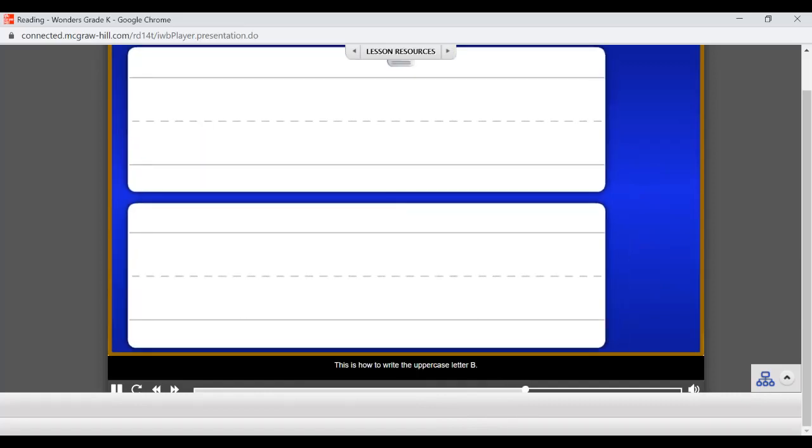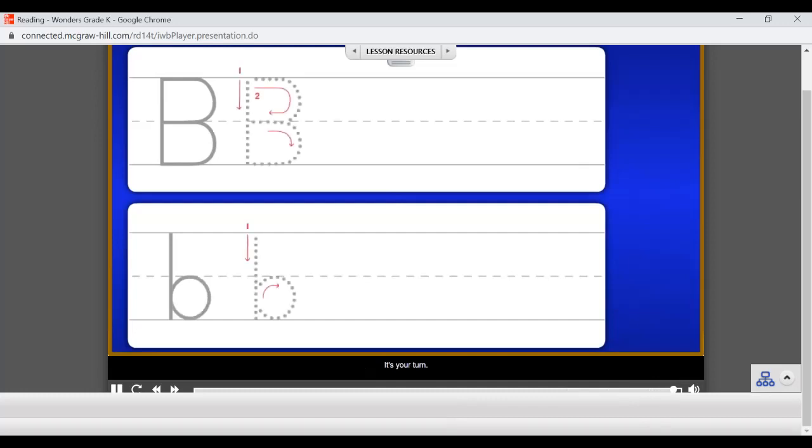This is how to write the uppercase letter B. Straight down, go back to the top. Around and in, around and in. This is how to write the lowercase letter B. Straight down, go to the dotted line, around all the way. It's your turn.